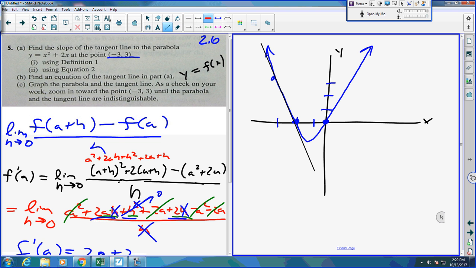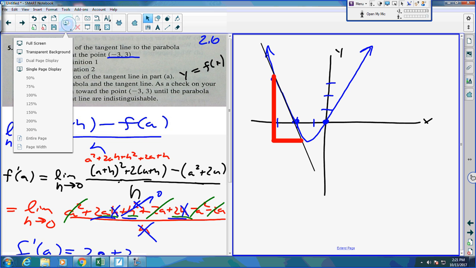Let's see how well we did. And it hits here, so we've got to take a guess. 1, 2, 3. You know, that looks about like negative 4. If I'm finding the y value here on the red line, run a 1, rise a negative 4 there. And it said zoom in until it was indistinguishable.